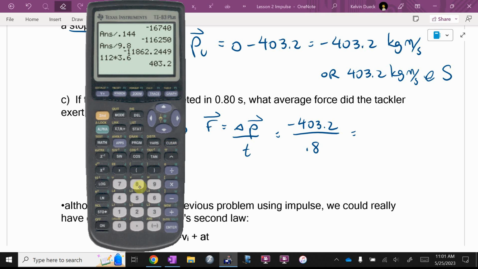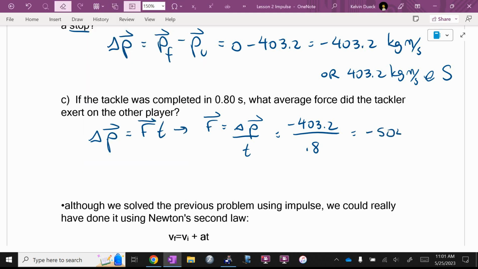Oh, do it. Use your answer button. Negative answer button divided by 0.8. I got negative 504. If they wanted a direction and this question wasn't clear, 504 newtons negative is south. Oh yeah, if the person's running north, you have to apply a force southwards to bring them to a stop. That makes sense to me.